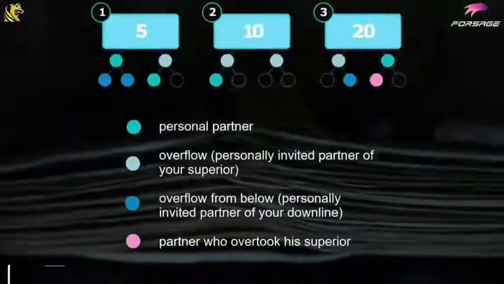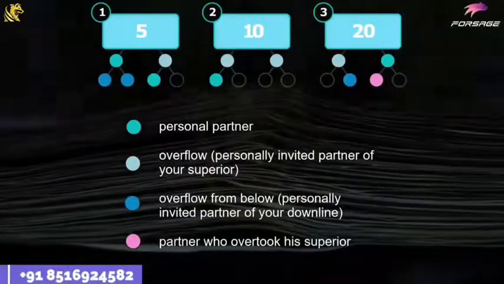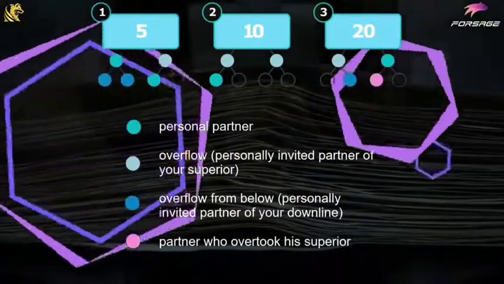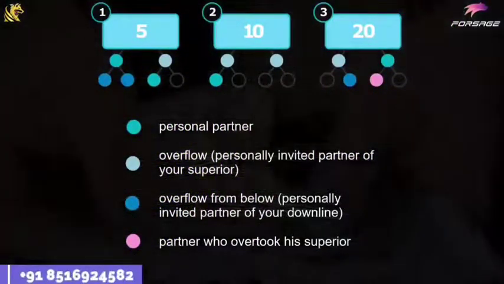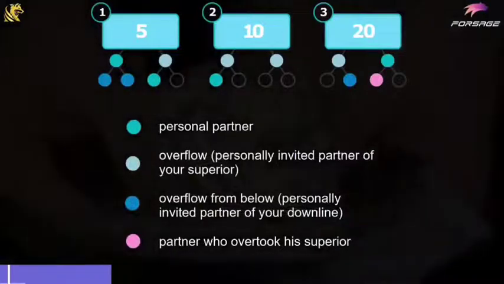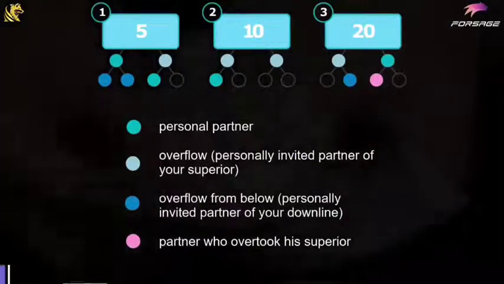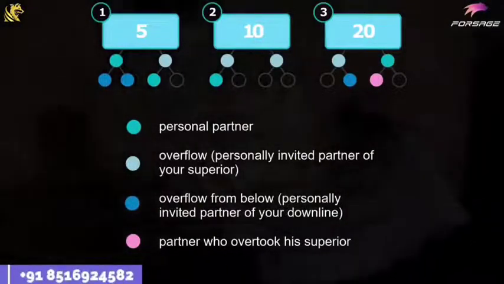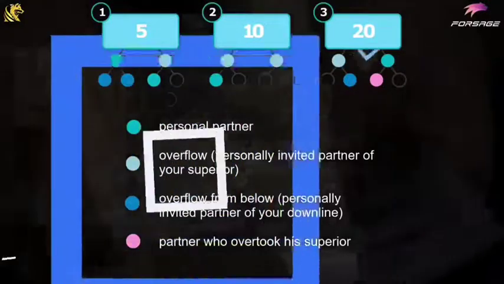You will find different colors in your slots, which mean overflows, overtaking and returns. The green color means personal partner and the light green means overflow from superior. The blue color means overflow from below and the pink one is a partner who overtook his superior.